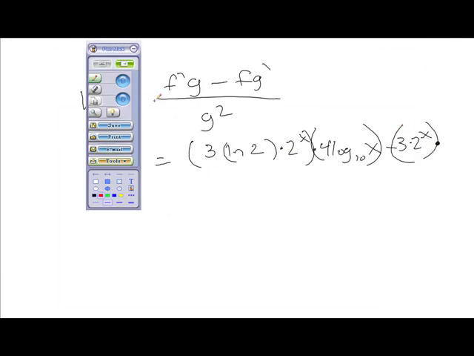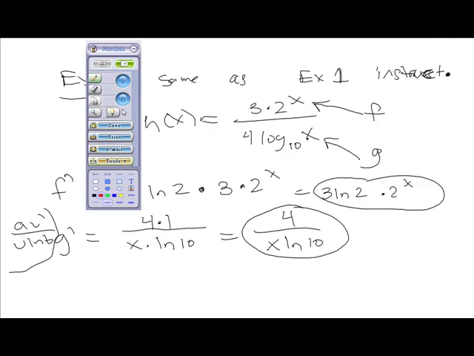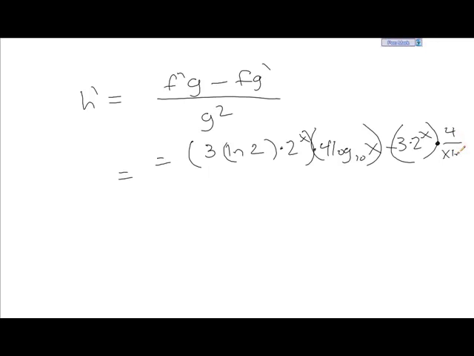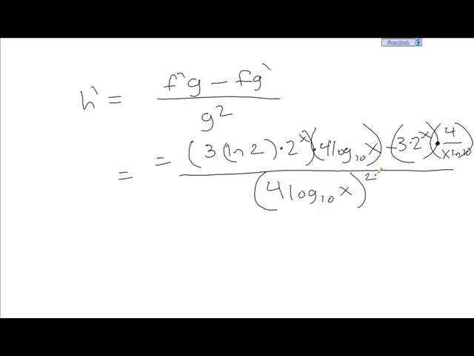So g prime is 4 over x ln 10. And that's all over g squared. Well, g is this guy here, 4 log base 10 of x quantity squared.